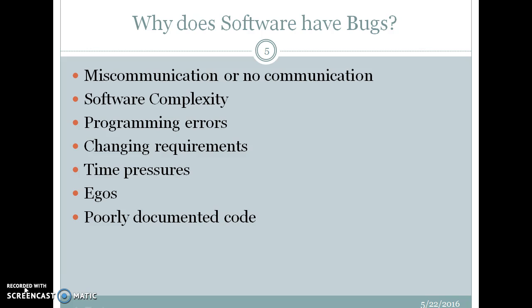Now the question comes, why does software have bugs? There could be a miscommunication between the client and the software developer, or the software could be so complex that it's not handled by the developer. There could be programming errors, or the client changing the requirements can also lead to software bugs. When there is time pressure, the developer might make mistakes in the code, and if the SRS is not properly documented, then also there are chances of software bugs.